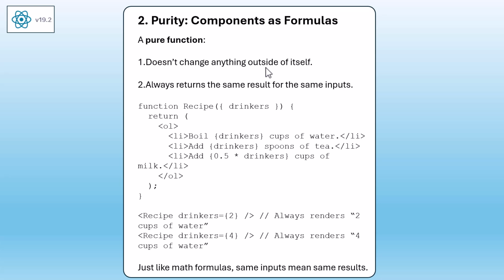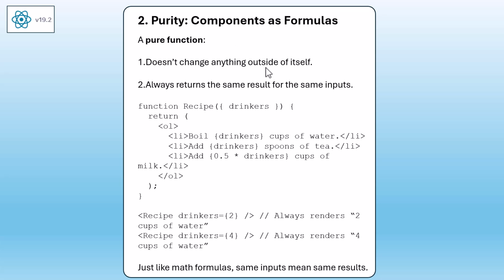Think of a math formula like y equals 2 times x. If x is 2, then y is always 4. If x is 3, y is always 6. It doesn't vary depending on the time of day or what's happening elsewhere. The same input always produces the same result. React is built around this exact idea.